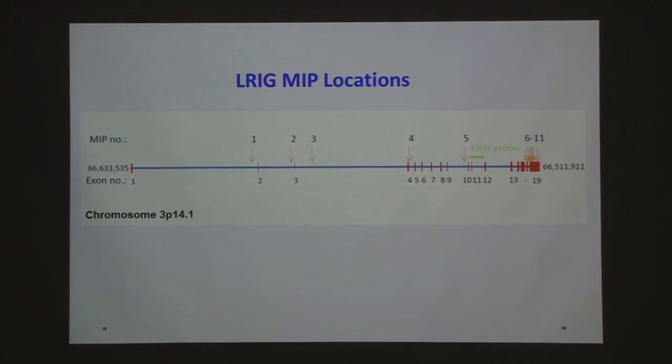So this is just looking at the location on chromosome 3p14 and the locations. We had to recapitulate the region here. The FISH probes that they identified were right here, between MIP 5 and 6 to 11, and then there were other MIPs that were downstream of that location that they identified. So we incorporated these locations together from the data that we had.